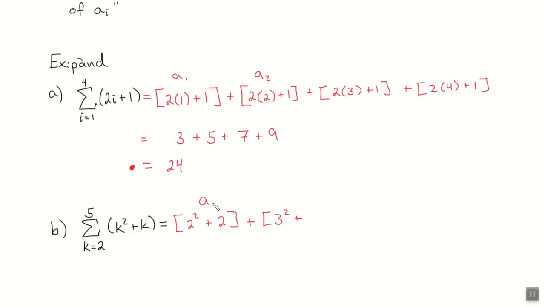So here's a sub 1, here's a sub 2. Each time k just jumps 1. So 3 squared plus 3. The next one is going to be 4 squared plus 4. And the last is 5 squared plus 5. You do not have to do it like this every time. If you are confident in your mental math, I'll trust your confidence.